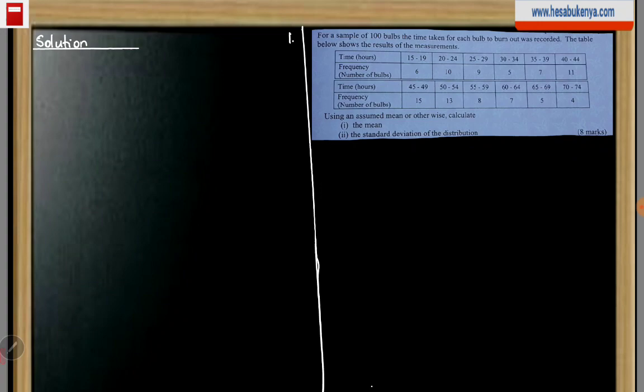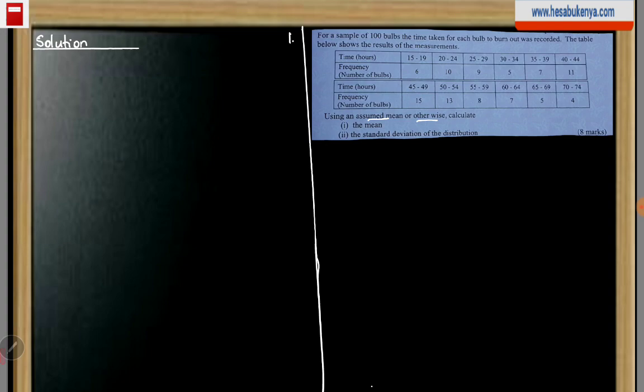So this is a question on statistics and we have been given two options. We have been told to calculate the mean and the standard deviation. Now we can decide to use an assumed mean or not use the assumed mean. We have been given a choice in this case. So we'll be having several questions where we'll use the assumed mean. So for this case, let us choose not to use the assumed mean.